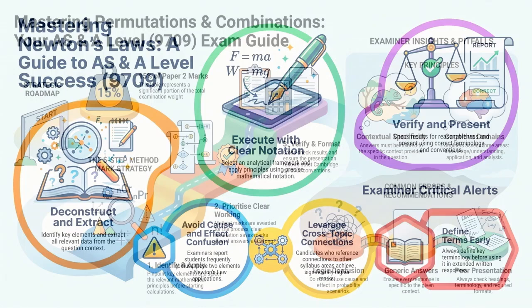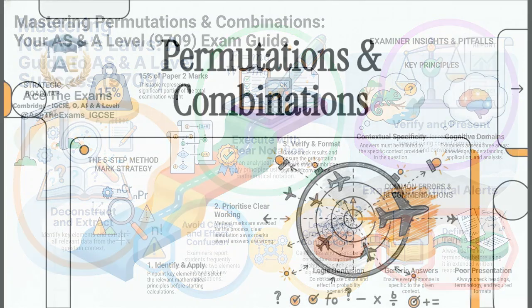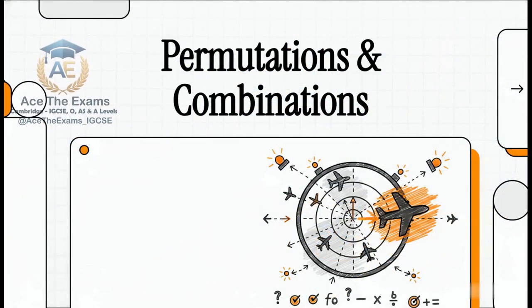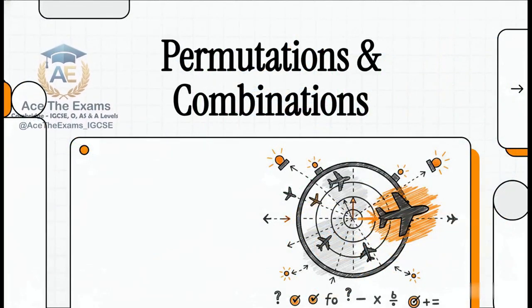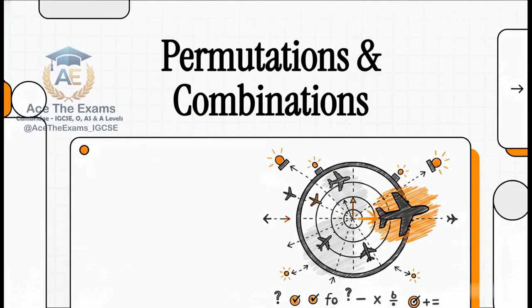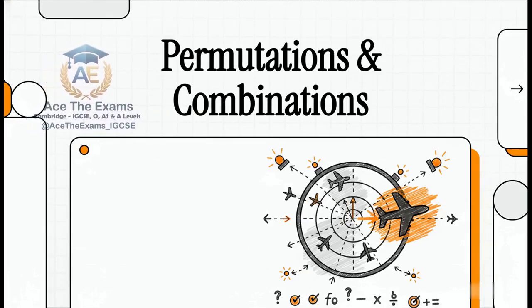Welcome to the Radar Grid. I'm your tower director for this Cambridge AS and A-level mathematics simulation. Today, we're running an elite-level explainer on Probability and Statistics 1, specifically mastering the absolute chaos of permutations and combinations.